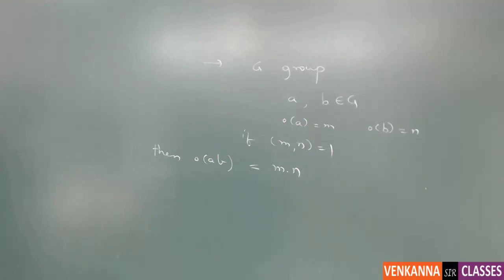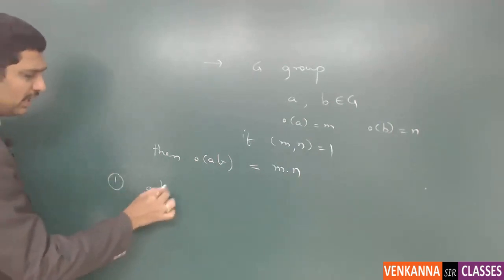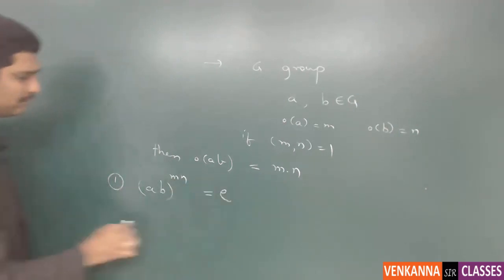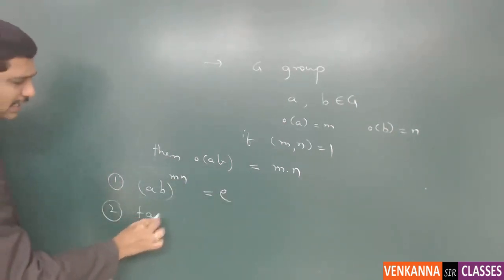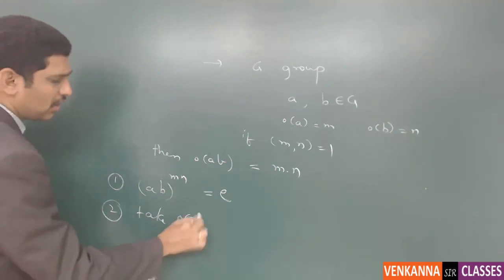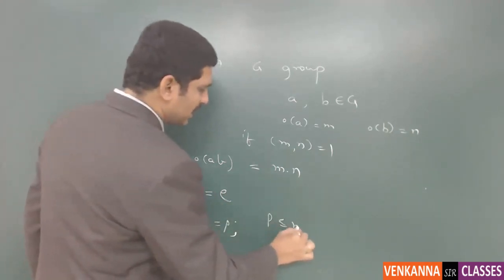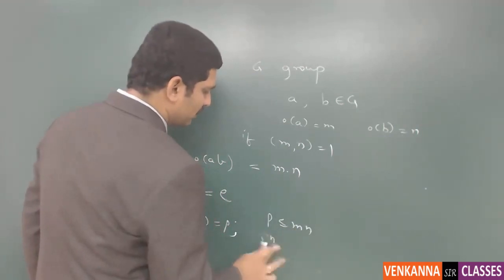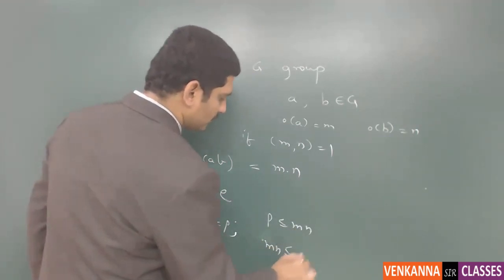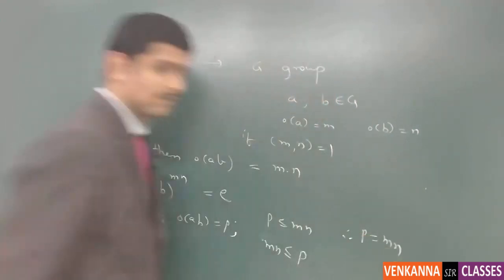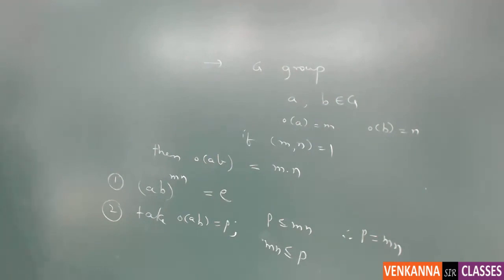The logic is also very similar to what we have proved right now. In the first step, I prove that if I raise ab to the power mn, I will get the identity. In the second step, I take the order of ab to be equal to p. Then I prove that p is less than or equal to mn and mn is less than or equal to p, so that p is equal to mn. The same logic of the previous problem I will use right here.